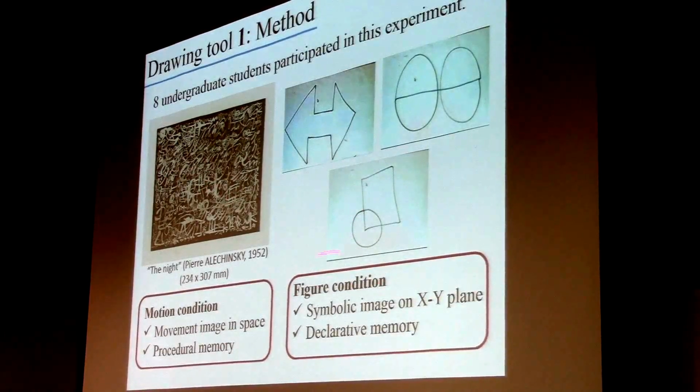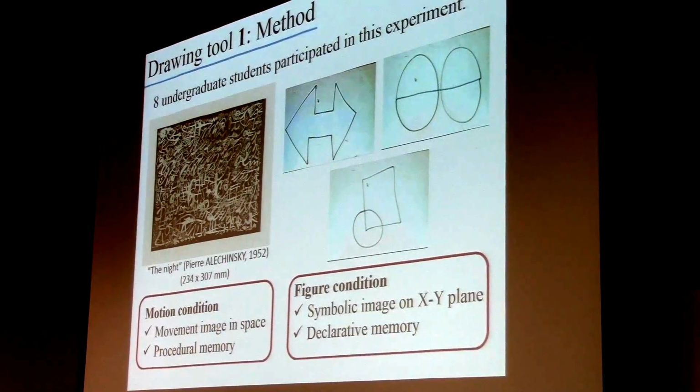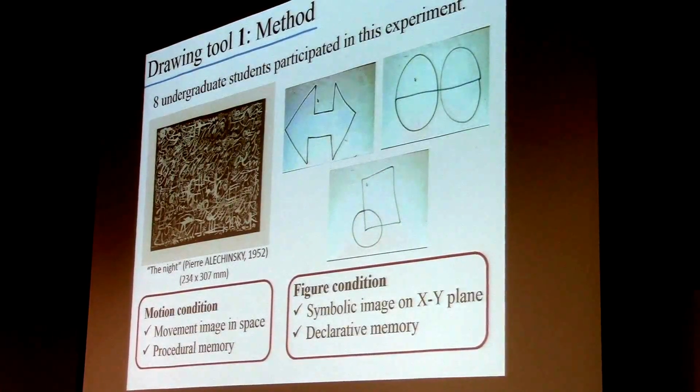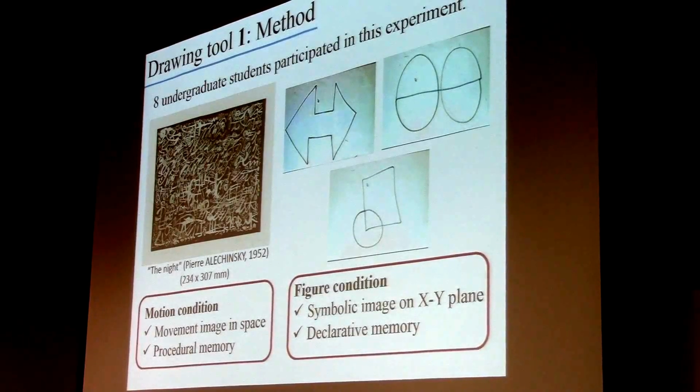The second condition about figure involved the reproduction of a symbolic image on XY plane. Similar to the first condition, the instructor actually drew 3 types of single-stroke figures, like this, like this, like this. So the drawing speed in 2 conditions were controlled so that they were about the same.